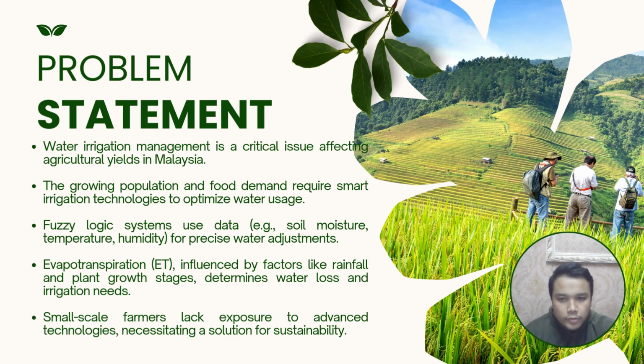Evapotranspiration, or ET, influenced by factors like rainfall and plant growth stage, determines water loss and irrigation needs. Small-scale farmers lack exposure to advanced technologies, necessitating a solution for sustainability.